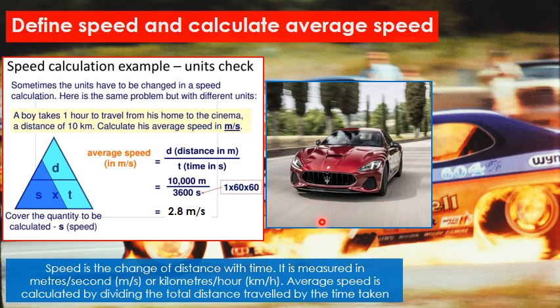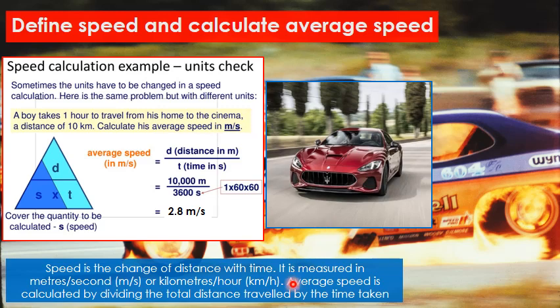because it's a fast car, if I'm speeding up, it means I'll take a shorter time to cover a large distance. But if I'm using another car that's not as fast, I will take a longer time to cover the same distance, which means the Maserati is faster. The Maserati can travel at a higher speed. So speed is a change of distance with time. It is measured in kilometers per hour or meters per second.